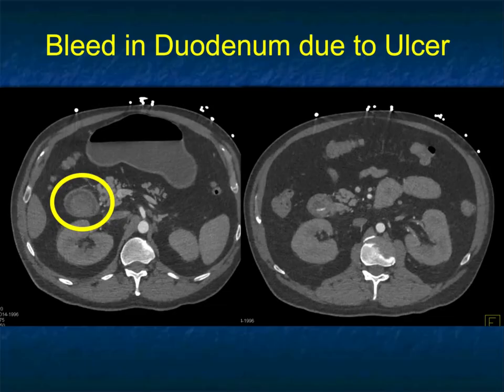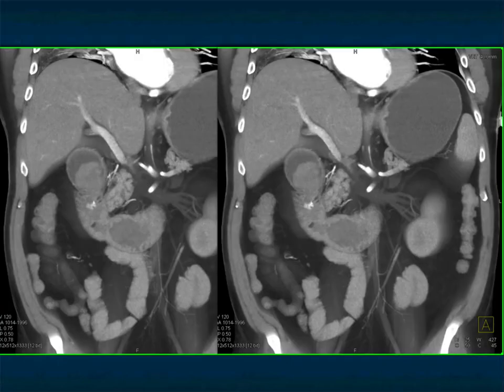Another patient, you can see the duodenum, there's high density, very much like the stomach, and you go to the next image and there you see the layering out of contrast, active bleed in the patient's duodenum. There was an ulcer present.